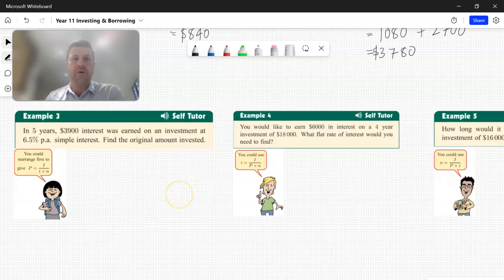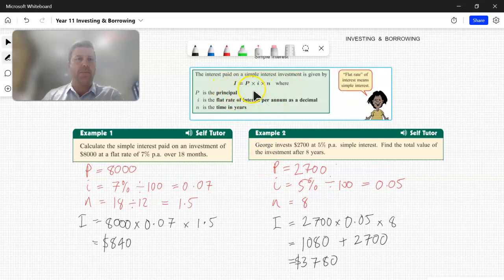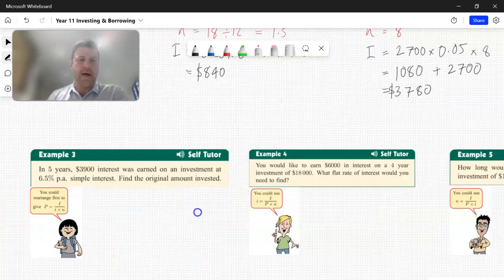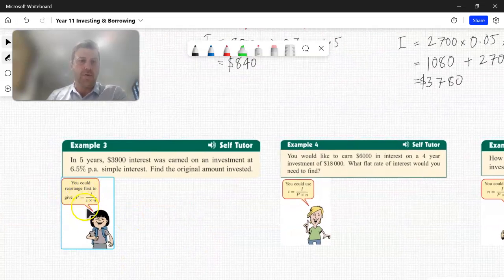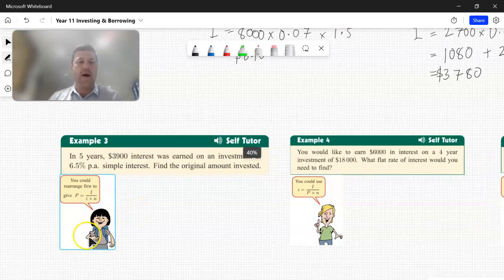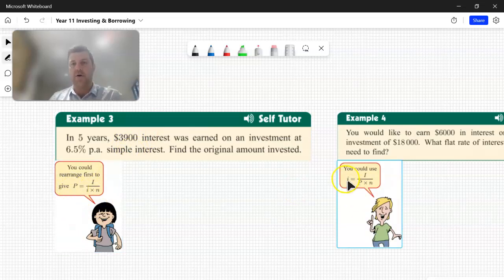Now, there's more than one way to do this. Of course, you could just use that same formula as it stands and sort of backtrack using algebra skills. But for the sake of today's video, I'm just going to give you a rearranged version of that same formula. And on the right-hand side are the variables that we are given in the question in order to work out the unknown, in this case, principal, or the unknown, in this case, interest rate.